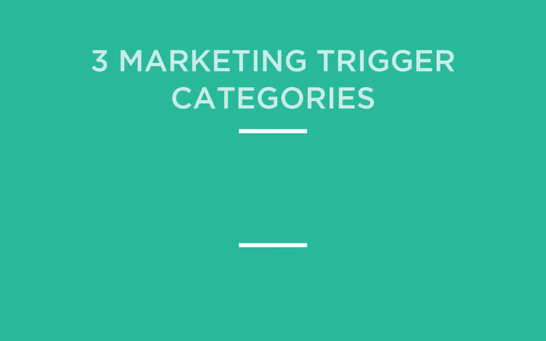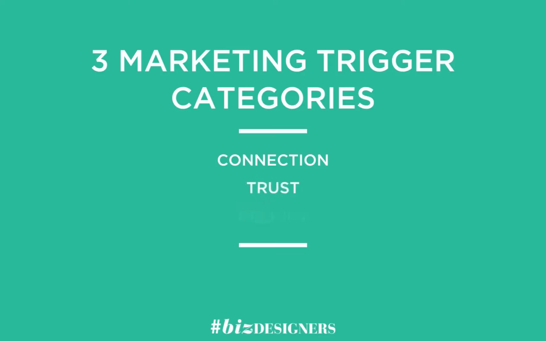There are 3 categories of these marketing triggers that I want to tell you about. Those 3 categories are the category of connection, the category of trust, and the category of delight. I'm going to walk you through some of the different triggers to create connection, trust, and delight in your customer's mind. The first category of triggers is connection.